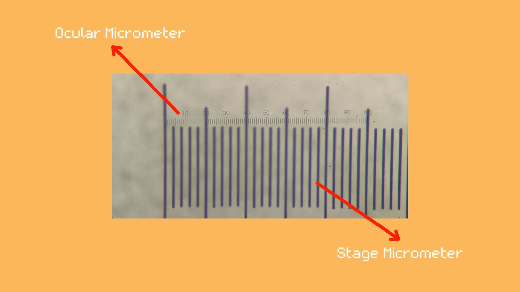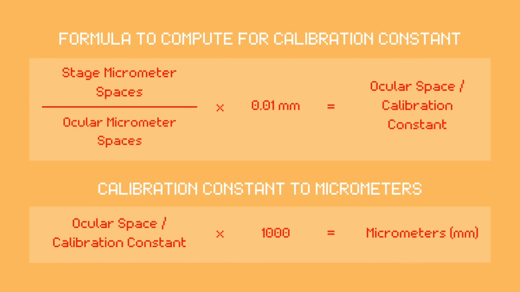Now let's locate the first point where the two lines exactly align with each other. Here, the distance from 0 on the stage micrometer is 25 millimeters, while there are 100 ocular divisions on the ocular micrometer. After getting these values, follow this formula. 1 ocular space, or calibration constant, equals stage micrometer spaces over ocular micrometer spaces times 0.01 millimeters. Afterwards, to express the calibration constant in micrometers, simply multiply the ocular space in millimeters by 1000.